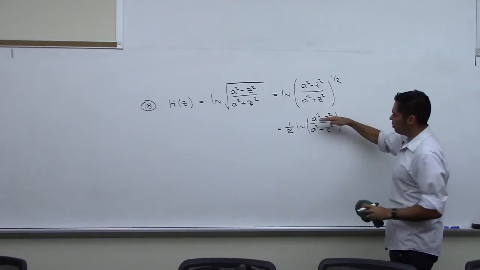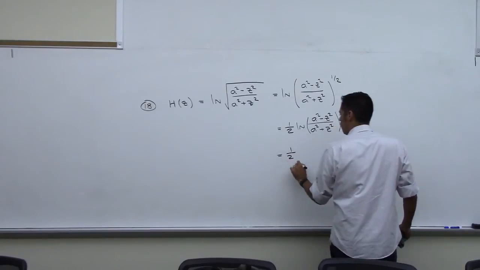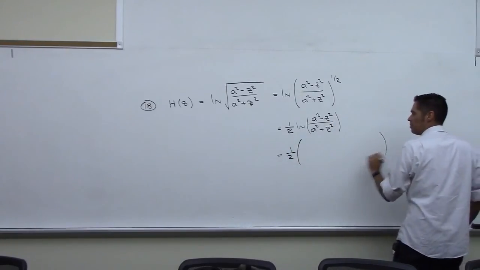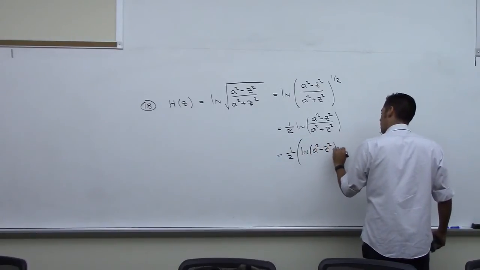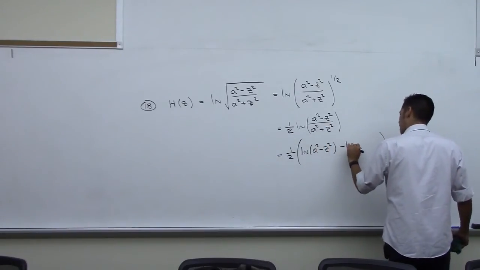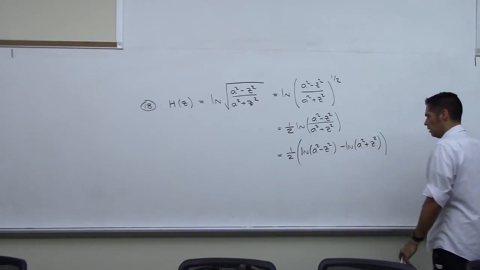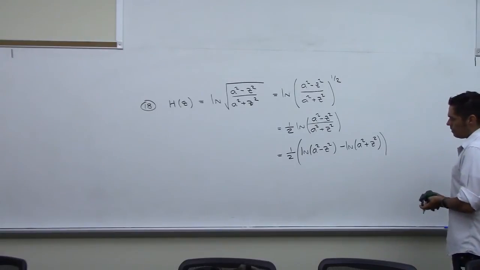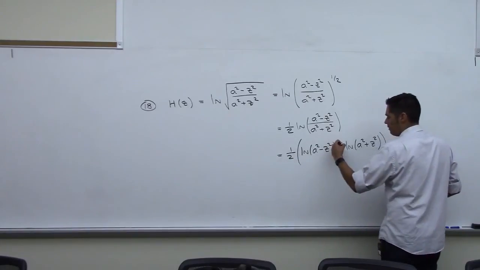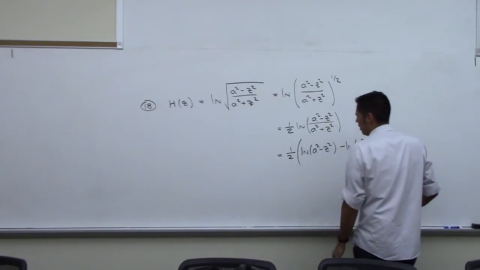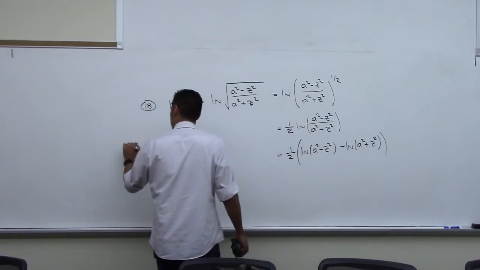And now I have division inside of a log, which means it splits into 2 logs. But keep in mind I have a 1/2 sitting out in front of all that. So when this becomes 2 logs, it'll be this first log minus, because it's division, the second log has the denominator in it. Now, the 1/2 can distribute through. So there'll be 1/2 in front of that and 1/2 in front of that. I don't want to write all that again. I'll just leave it. Let's go ahead and get a derivative.